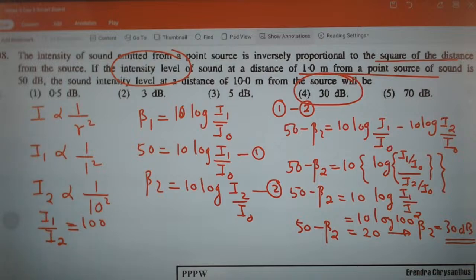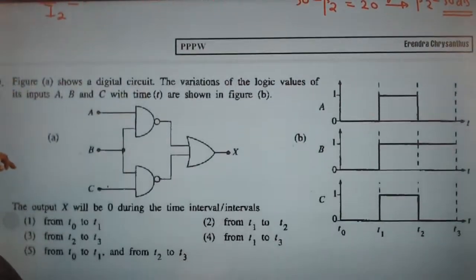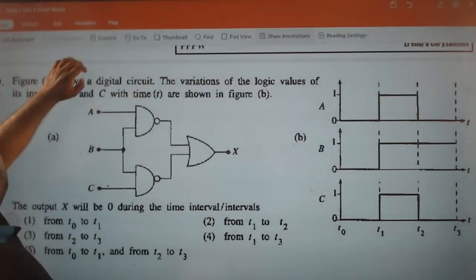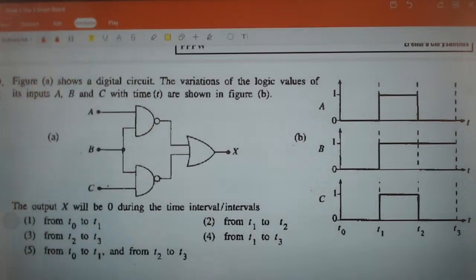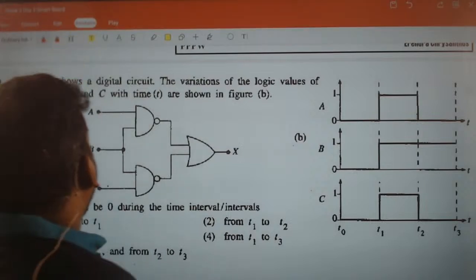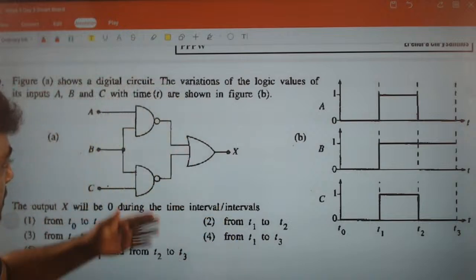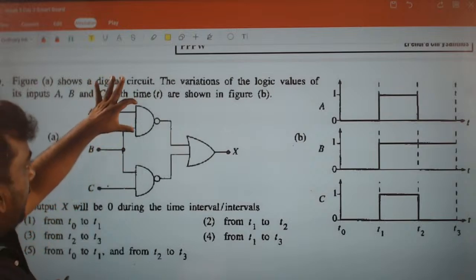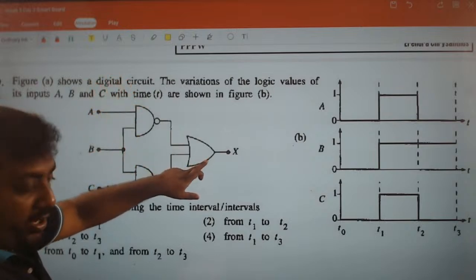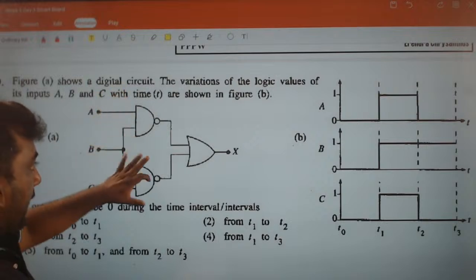Right? Okay. Moving on. Carefully look. The figure shows a digital circuit. You call these almost very basic: a NAND gate and an OR gate.